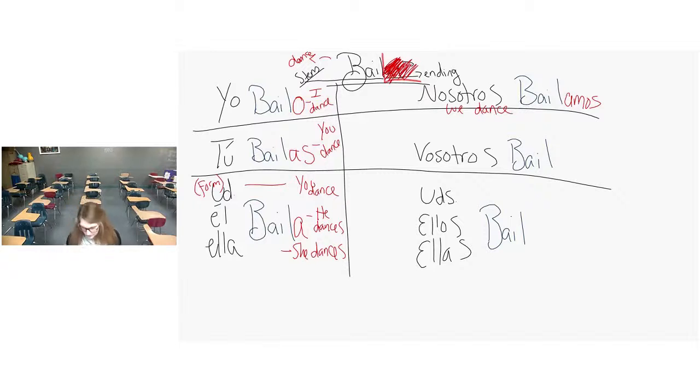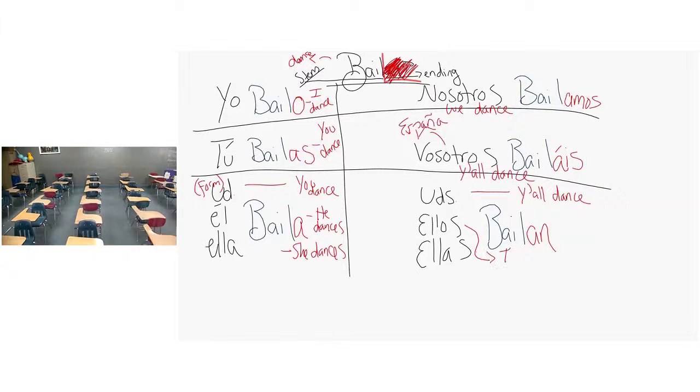Vosotros form. We add áis, like ice, ice, baby. So vosotros bailáis, that's you all dance. And remember, vosotros is in Spain, in España only. Okay, last three forms, ustedes, ellos, y ellas, they share a form too. Just like with the verb ser, they share son. So with AR verbs, they share the same ending, which is an. So ustedes bailan is going to be you all dance. And ellos and ellas bailan is going to be they dance.